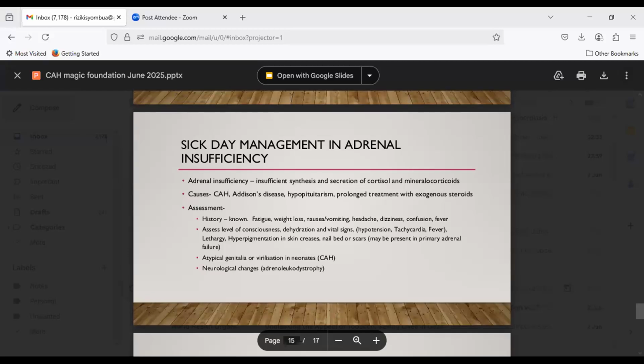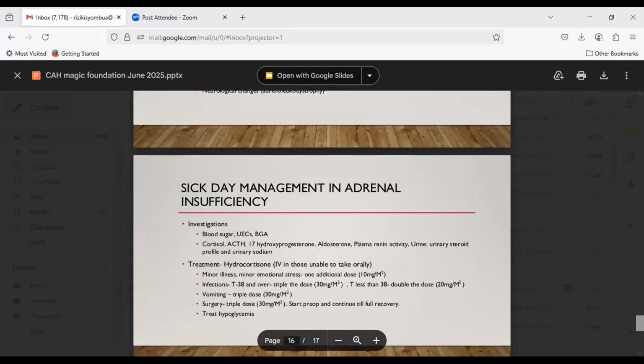Then, if they have atypical genitalia or virilization, you suspect CAH. And those who have neurological changes, especially progressive neurodegeneration, may have adrenoleukodystrophy. This is a disease that mainly affects the brain, but is associated with various endocrine disorders, including primary adrenal insufficiency.